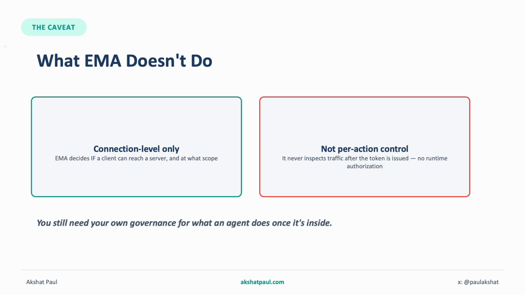The MCP team's own guidance is blunt about this. Organizations still need their own controls for what happens once an agent is inside a system. Centralizing who gets in the door does not replace the need to govern what happens once they're through it. So, if you're evaluating EMA for your org, don't mistake "we solved auth" for "we solved agent governance." It solves a real, painful problem, but it's one layer, not the whole stack.